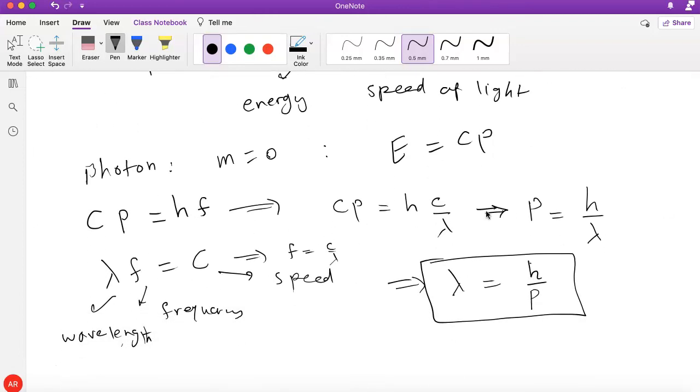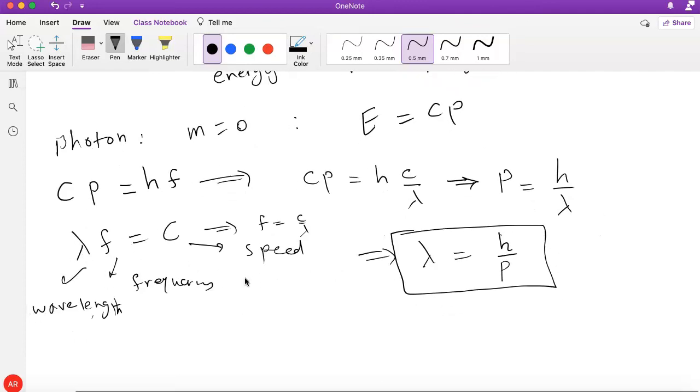finding that the momentum of light particles is h over lambda, the wavelength of the light, by just using the basic relationship that holds for all waves, in particular light, that relates wavelength, frequency, and the speed of propagation. So we find that for light, lambda is just h over p.